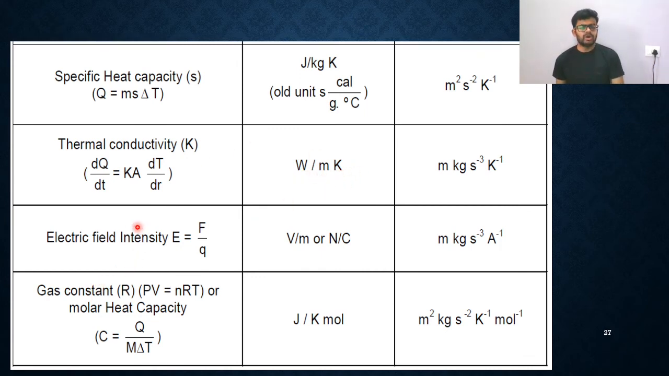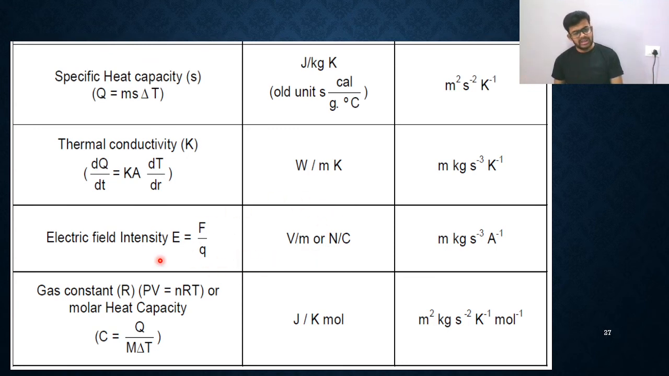Next, I'll talk about the electric field intensity. So electric field intensity is what? Force per unit charge at a point is electric field intensity. Force is always Newton, charge is always Coulomb. So directly you will say it is Newton per Coulomb. And you can also write volt per meter.